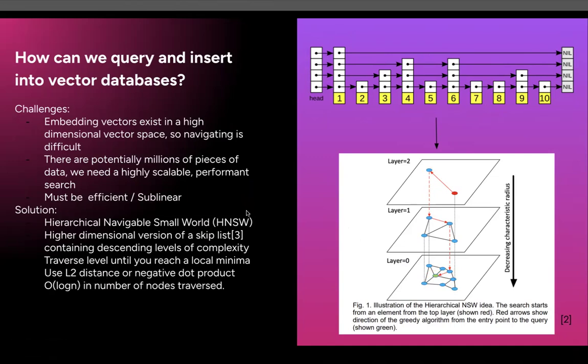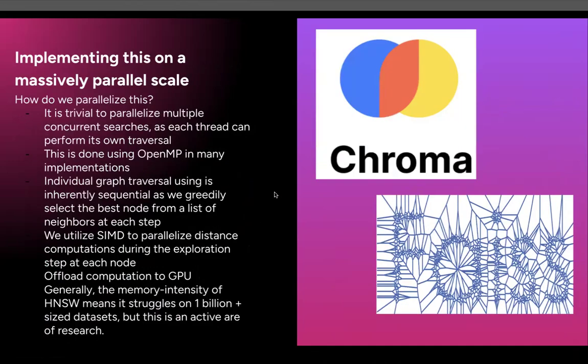So moving on, implementing this on a massively parallel scale can be challenging, however. Since it is a greedy algorithm, in each step of traversing the graph, we greedily pick the closest node to the target embedding. The process of traversing to the nearest node cannot be parallelized. However, we can parallelize the distance computation using SIMD.